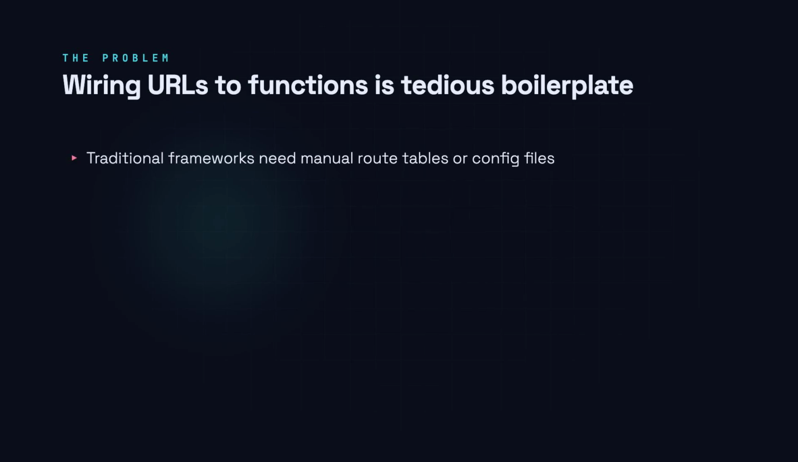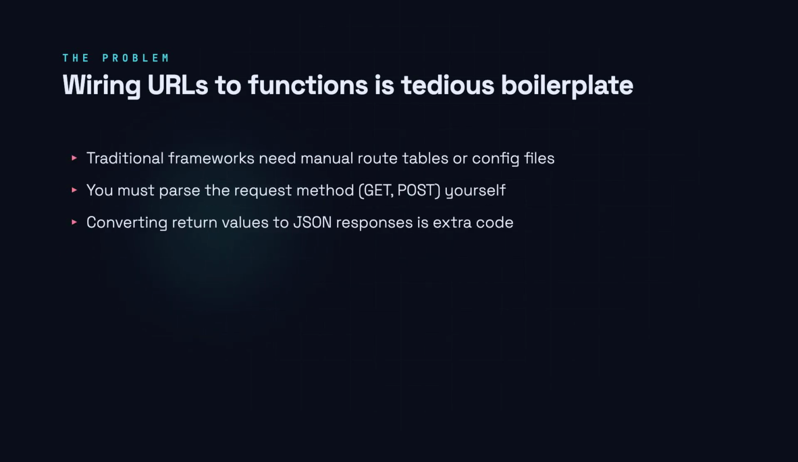Before FastAPI, connecting a URL like /users to a Python function meant registering it in a route table, manually checking whether the incoming request was a GET or a POST, serializing your return value to JSON by hand, and then separately maintaining documentation. Every new endpoint multiplied that boilerplate. FastAPI's path operation decorators collapse all of that into one readable line.